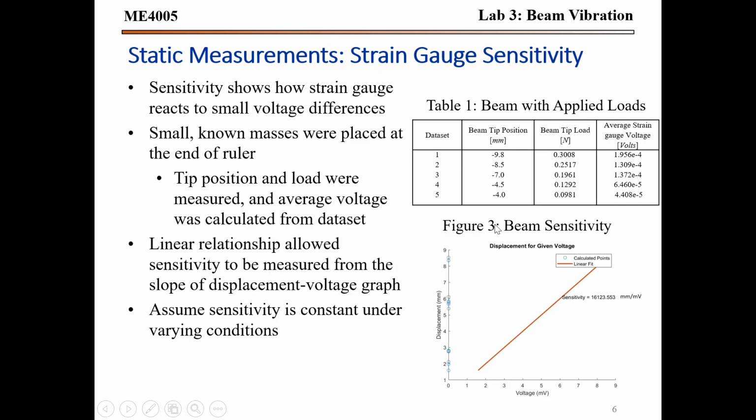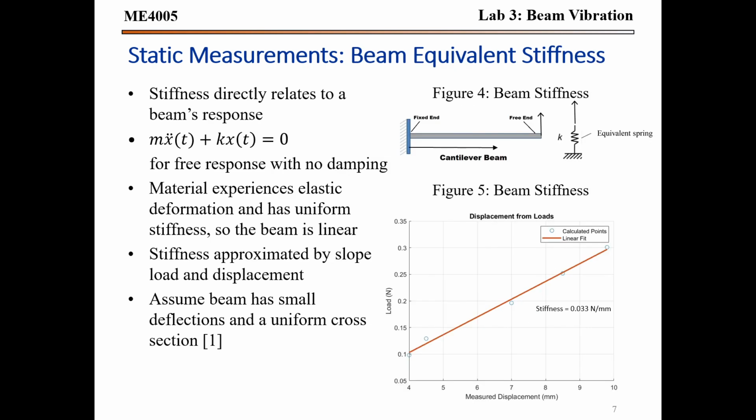For static measurements, data from Lab 2 is used from beam tip position to beam tip load. That's used to calculate the beam sensitivity to tell us how accurate our strain gauge is to give the most accurate results. Similarly, the beam stiffness takes the load divided by the measured displacement, and the slope of that tells us the average stiffness. Both of these are linear relationships.